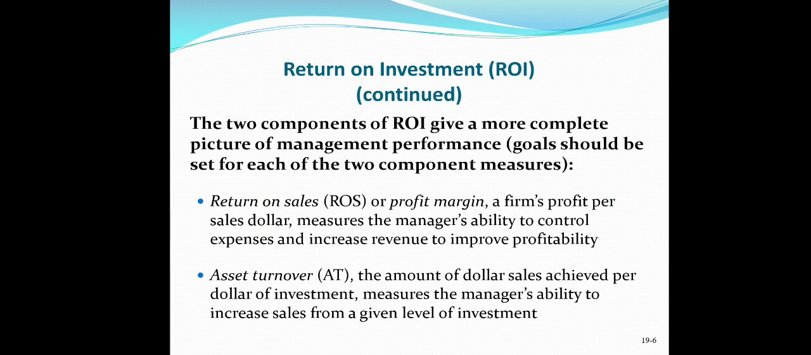Okay, this is the next thing. The two components of ROI give a more complete picture of management performance. Goals should be set for each of the two components measures. So, according to these notes and this textbook, a better way to calculate ROI is to show both the return on sales and asset turnover. You can check the previous slide.